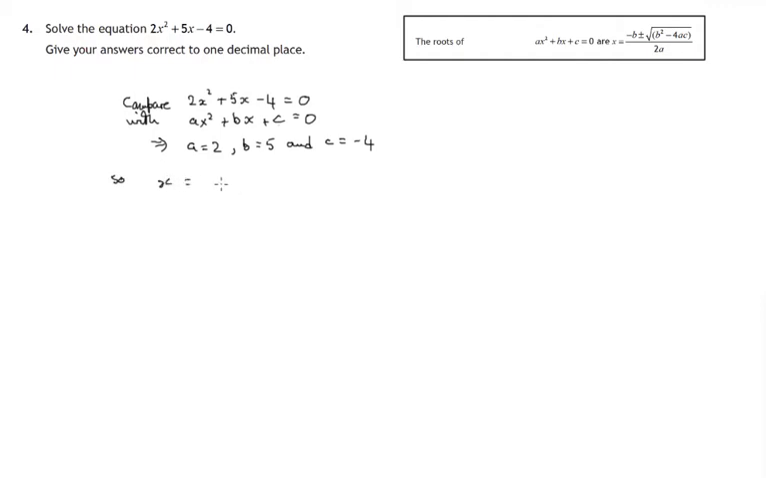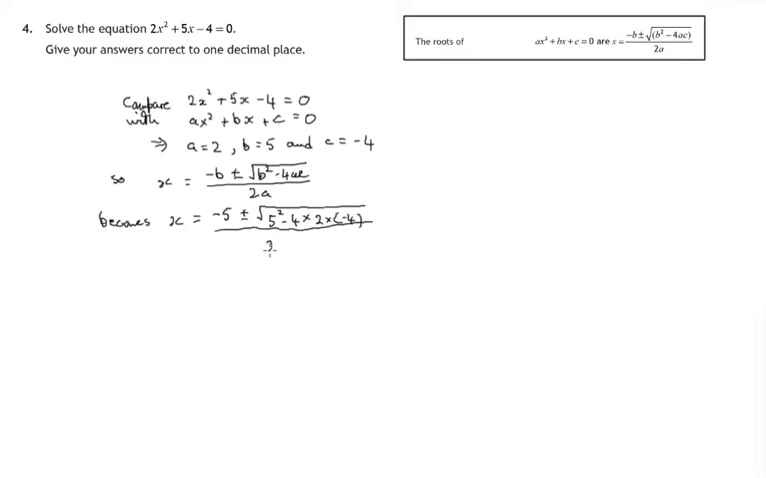So let's write down the quadratic formula. x equals minus b plus, or there's an alternative, it could be minus, the square root of b squared minus 4ac, all divided by 2a. So that becomes x equals negative b, b is 5, so that's negative 5, plus, the alternative is we subtract, b squared, that's 5 squared, minus 4 times a, which is 2, times c, which is negative 4. And the whole of that has to be divided by 2 times a, which is 2.